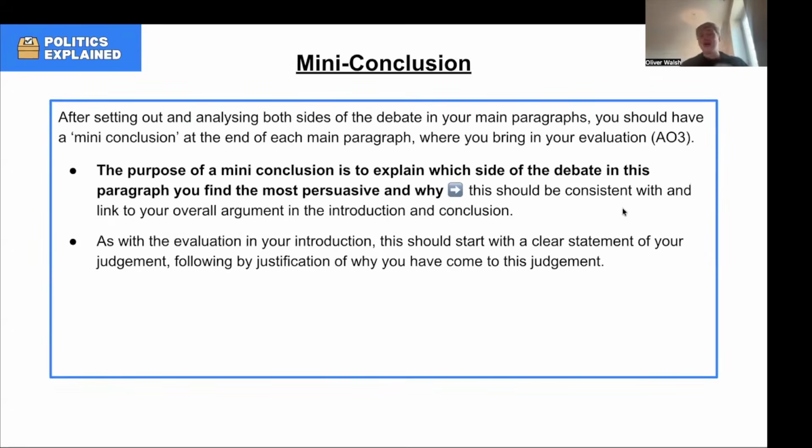And then finally, after setting out both sides of the argument, you should have a mini conclusion at the end of each paragraph where you bring in your evaluation. And the purpose of a mini conclusion is to explain which side of the debate in this paragraph you find the most persuasive and justify why. And this should be consistent with and link into your overall argument in the introduction and the conclusion. So as with the evaluation in your introduction, this should start with a clear statement of your judgment, followed by justification of why you've come to this judgment. So you introduce both sides, clearly say which side you agree with and why, and that needs to be consistent with the argument throughout your essay effectively.